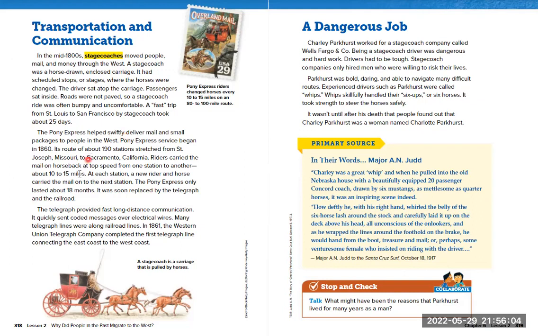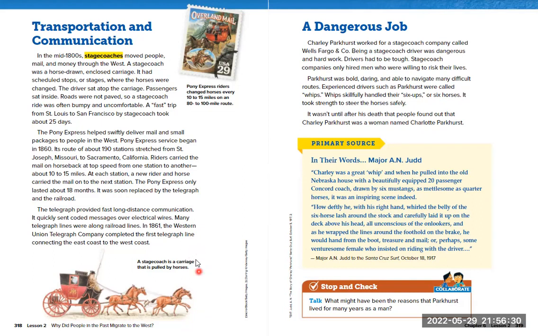The telegraph provided fast, long-distance communication. It quickly sent coded messages over electrical waves. Many telegraph lines were along railroad lines. In 1861, the Western Union Telegraph Company completed the first Western telegraph line connecting the East Coast to the West Coast.